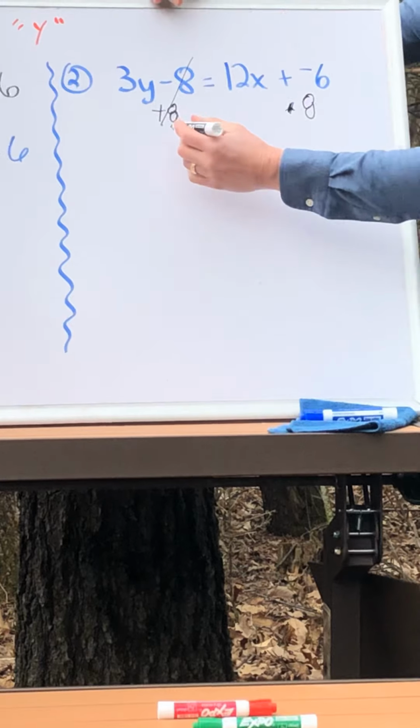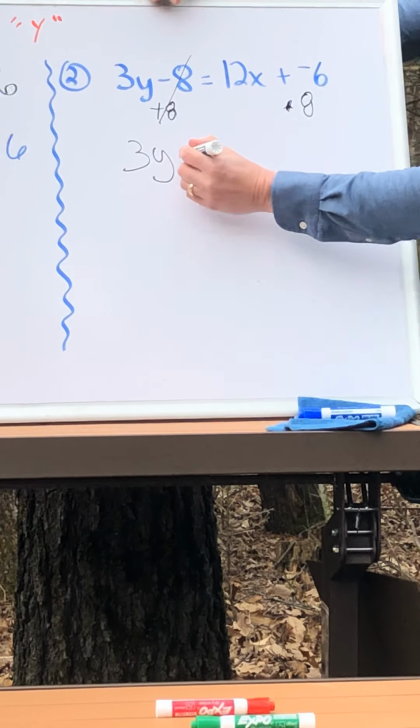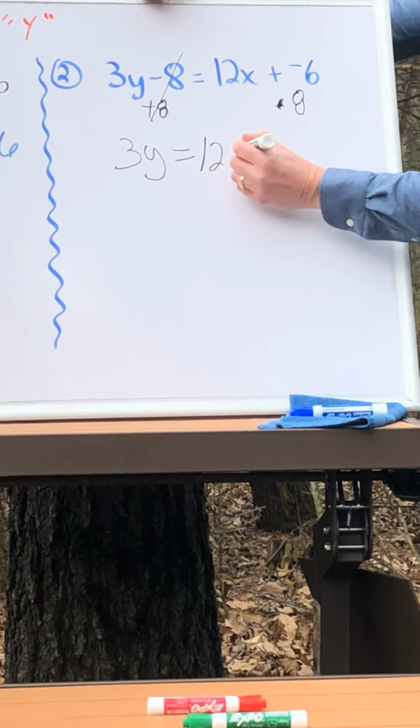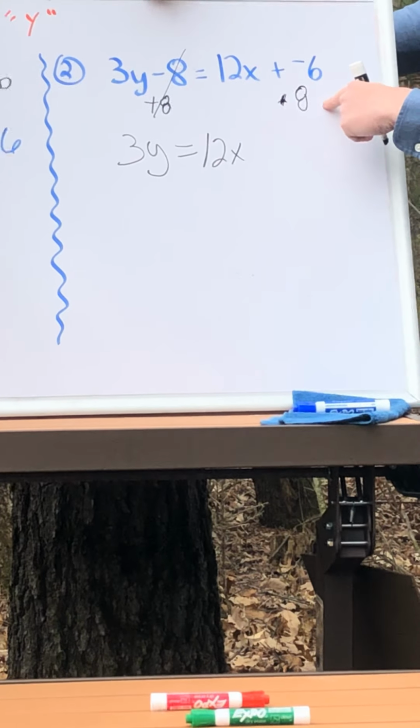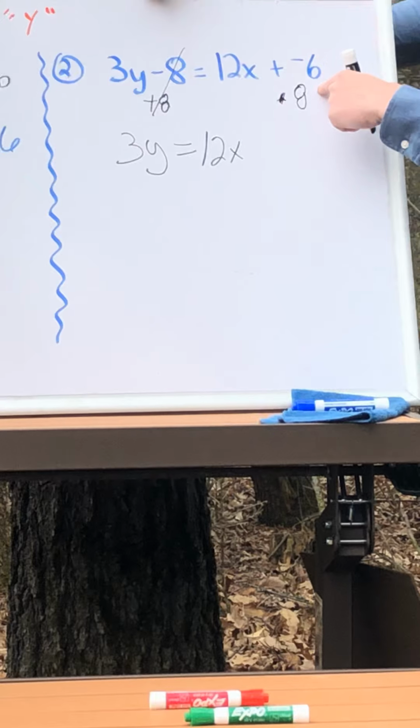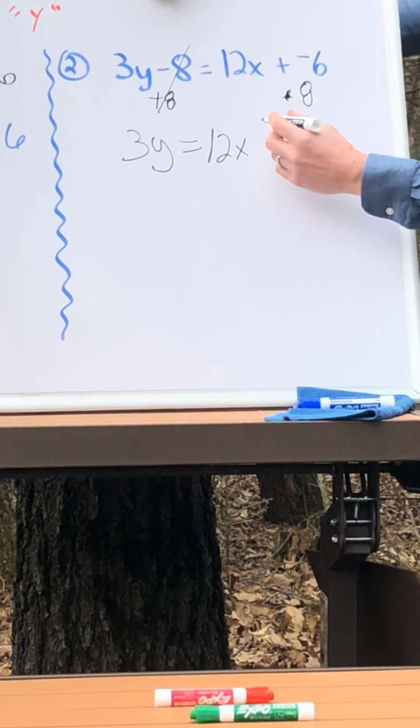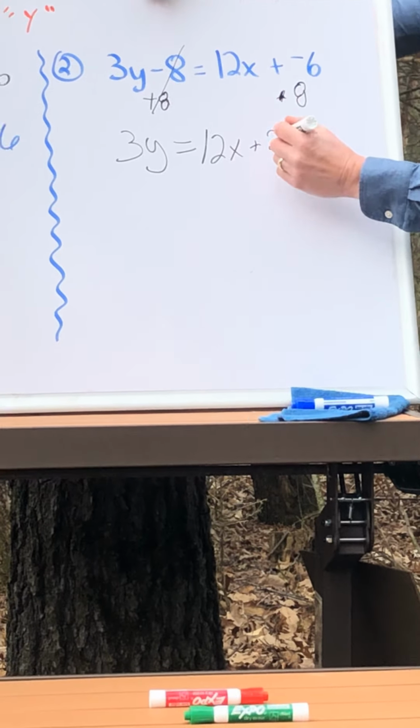Those cancel. So I have 3y equals 12x, negative and a positive. The signs are different. If they're different, you subtract, take the sign of the larger. So I subtract those and get 2. 8's bigger than 6. So I got plus 2.